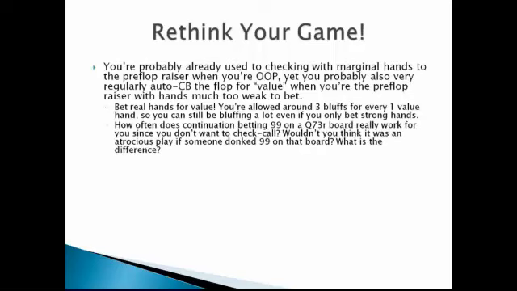How often does continuation betting nine-nine on a Queen-7-3 rainbow board really work for you, since you don't want to check call? Wouldn't you think it was an atrocious play if someone donked nine-nine on that board? What is the difference?